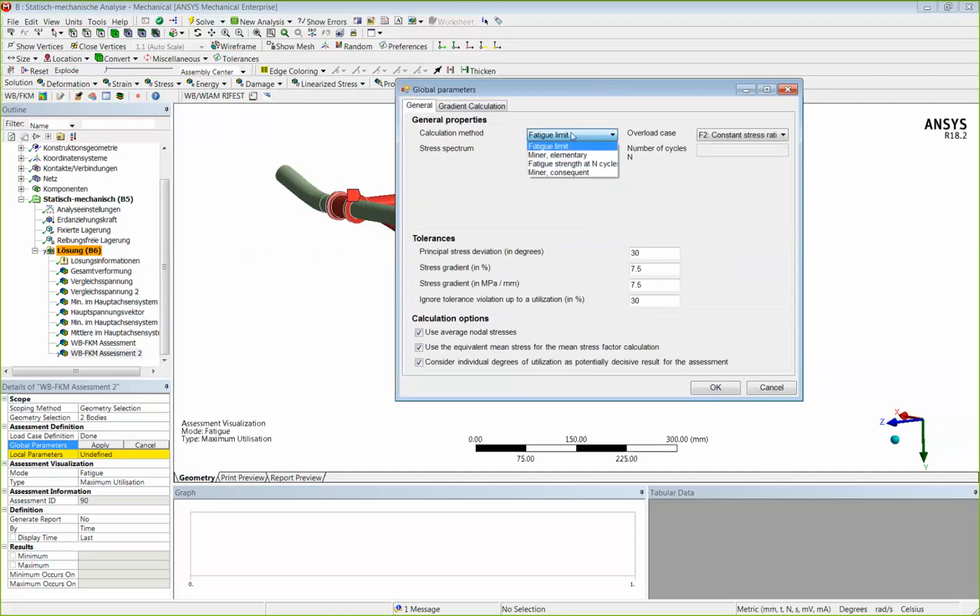But let's go for someone who's more into sports than I am. And I could say not a fatigue limit. I want to have 125,000 cycles. And with that, I do not assess it for eternal life. I just assess it for a life of 125,000 cycles.